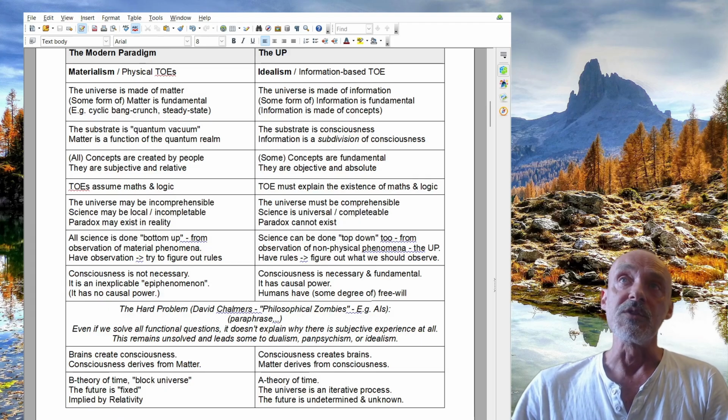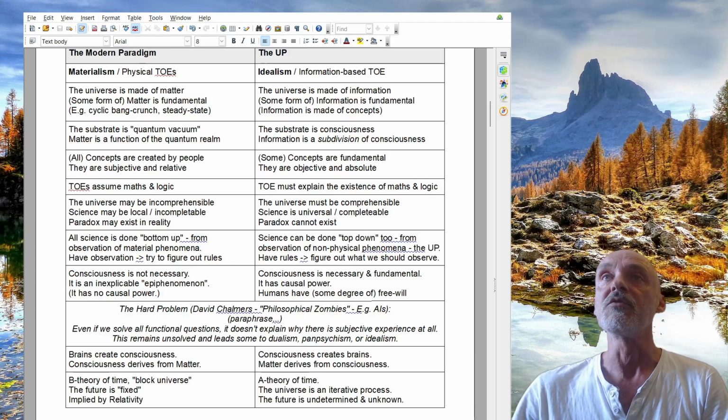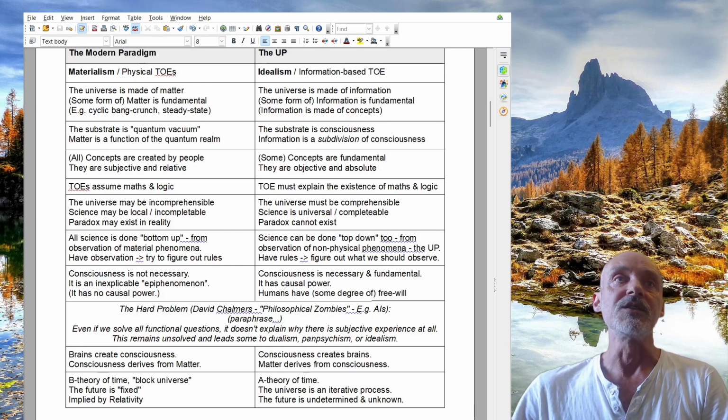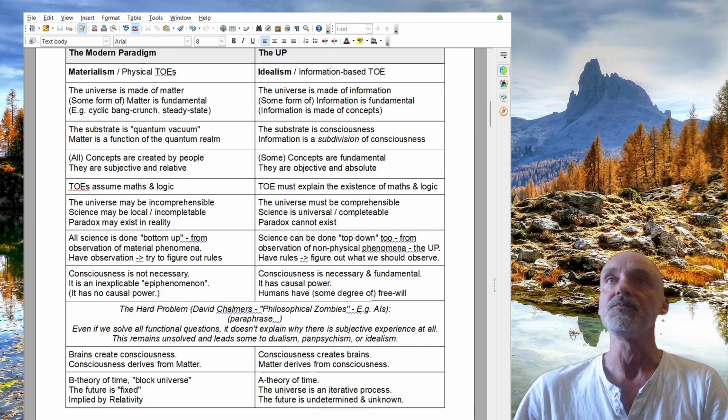The UP says that the universe is made of information, that some forms of information are fundamental, information is made of concepts, and it essentially says that spirit is eternal. So matter is not eternal, but spirit is. Where spirit essentially just means things which are non-physical. Idealism in general says that the universe is made of non-physical things, and so that is what the UP holds as a premise. In materialism, the substrate of the universe is the quantum vacuum or quantum foam, and matter is a function of that quantum realm.